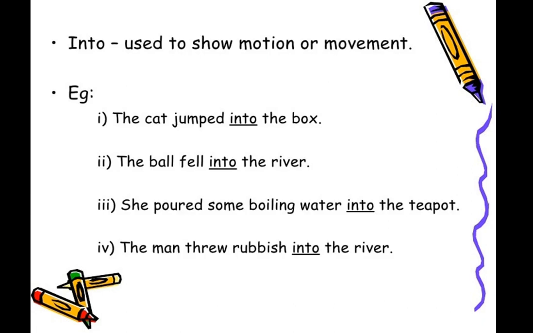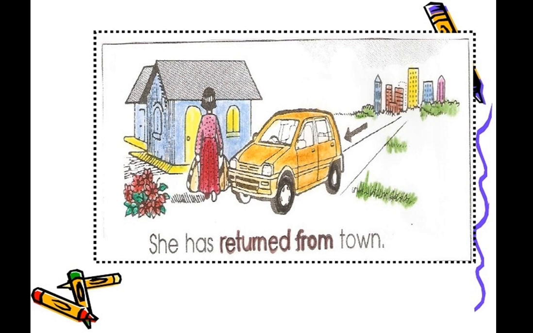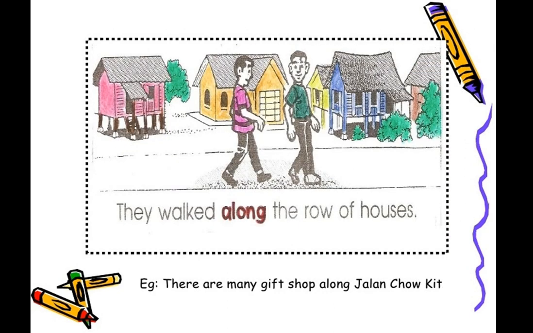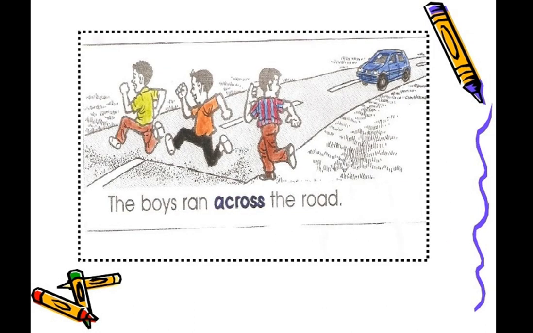The cat jumped into the box. The ball fell into the river. She poured some boiling water into the teapot. The man threw rubbish into the river. These are all prepositions. She has returned from town. They walked along the row of houses. The boys ran across the road.